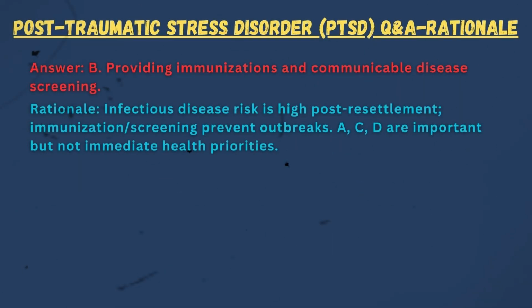Answer: B. Providing immunizations and communicable disease screening. Rationale: infectious disease risk is high post-resettlement. Immunizations and screening prevent outbreaks. A, C, and D are important but not immediate health priorities.